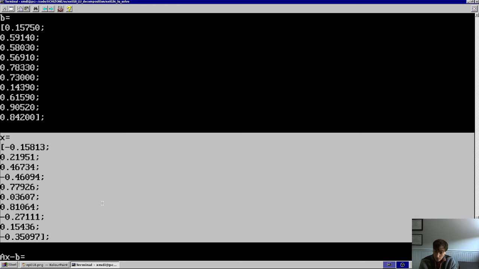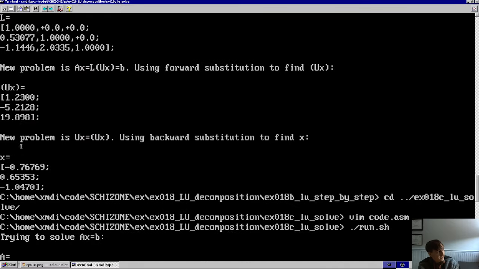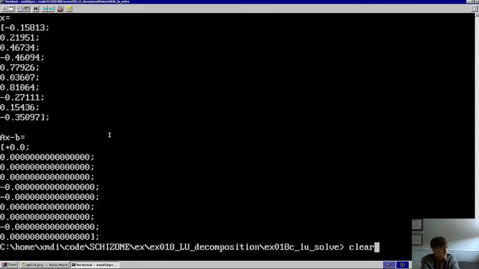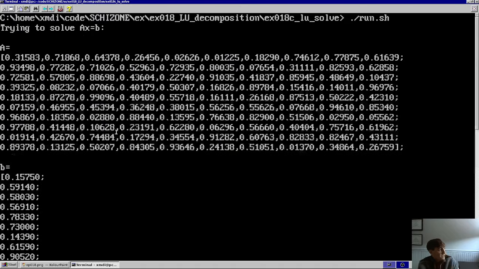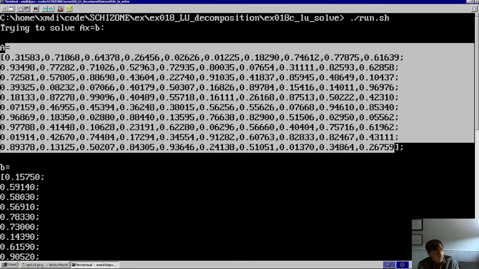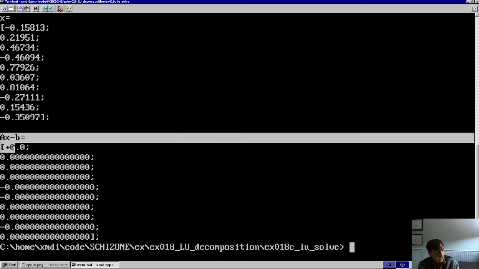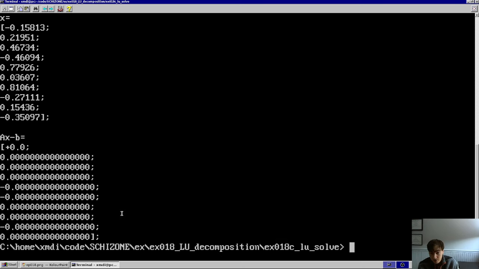Now we can actually check our work, not only in Octave, but even with our own program. If AX equals B and we have x, then I can multiply our computed value for x times our A matrix and subtract off B, and I should get 0, right? So we can do that here. I did that. AX minus B is pretty much 0.